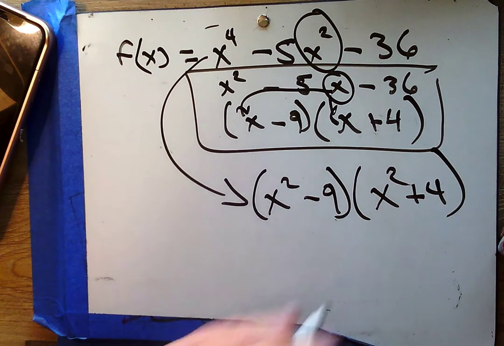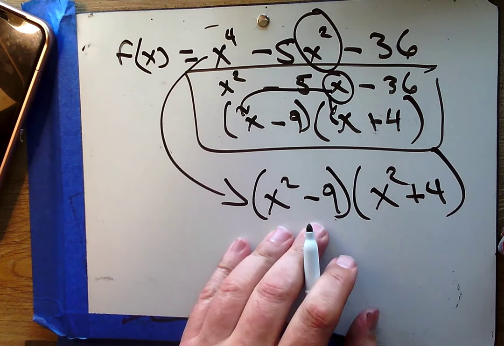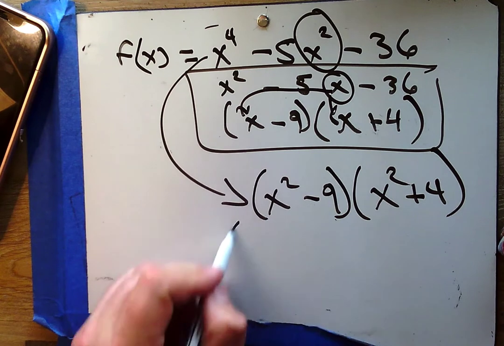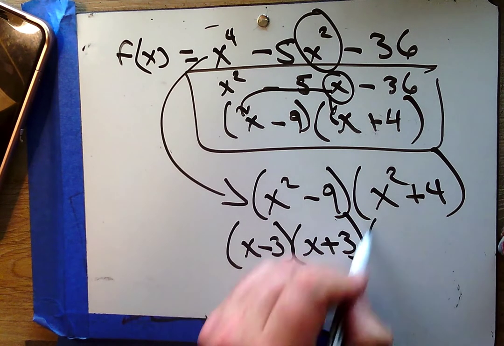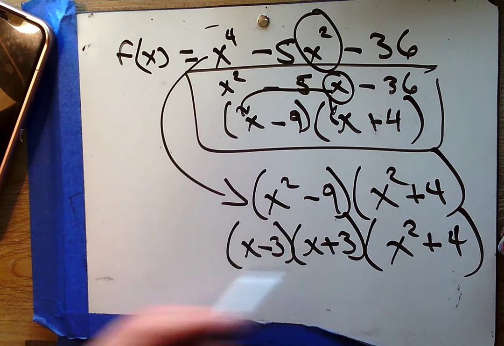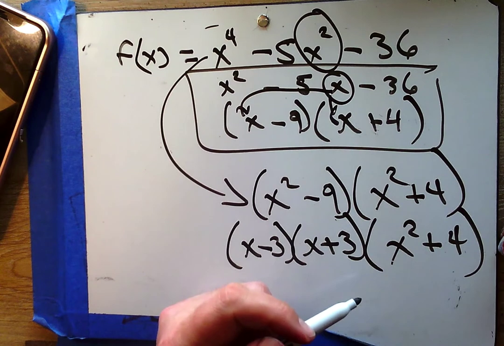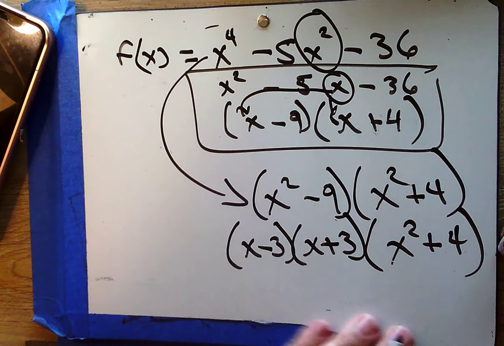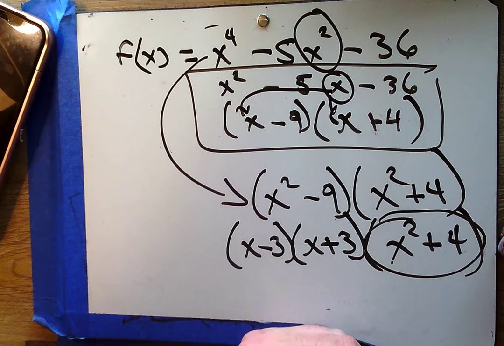Okay, so now we've got this factored with some quadratics, but we can take this further, right? We can factor as x minus 3, x plus 3, and x squared plus 4. Now, this is factored with real numbers. I only see real numbers here, which is great, but Kukla always wants linear factors, so I've got to do something with this.